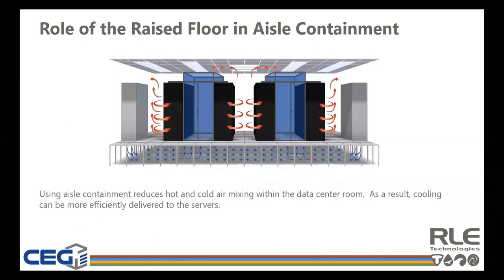The role of the raised floor when using aisle containment remains basically the same, except that it becomes easier to match the cooling and IT loads due to reduced mixing of hot and cold air within the room. Properly installed containment helps ensure that the cold air supply and the warm air return remain separated, increasing cooling efficiency.